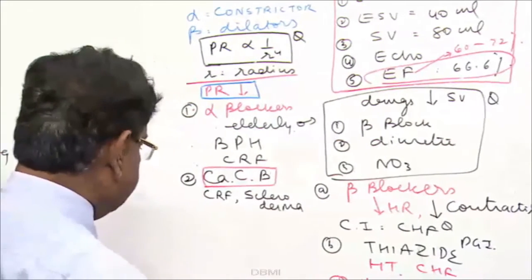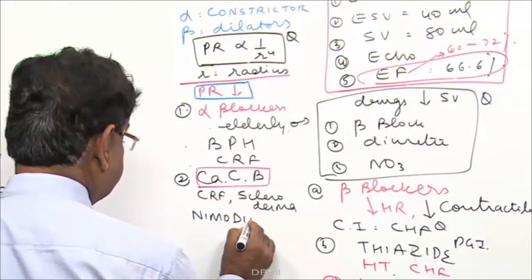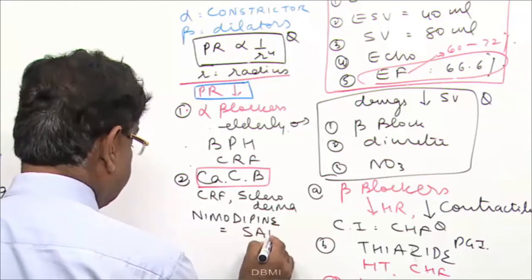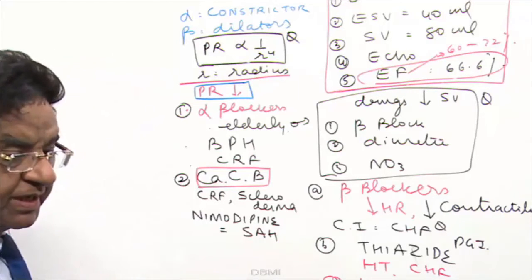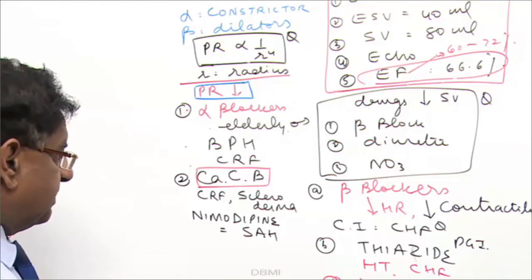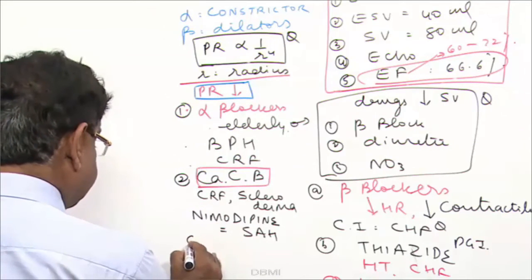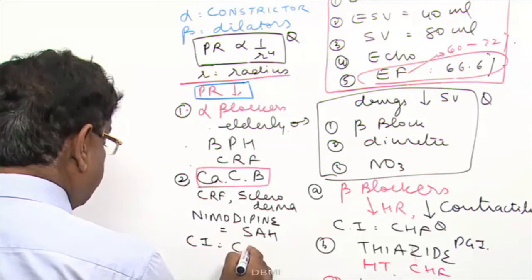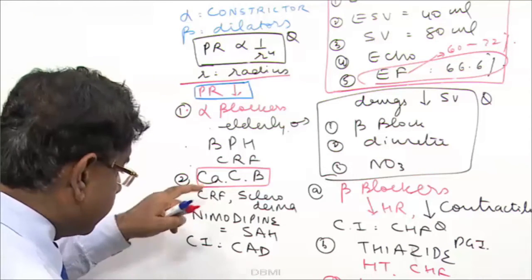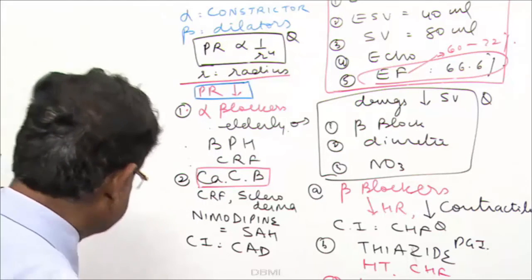And we have a drug called nimodipine. This we specially use in case of subarachnoid hemorrhage. But there is a contraindication: we do not use them in case of coronary artery disease, because one of the main side effects is tachycardia. So we do not use them in CAD.